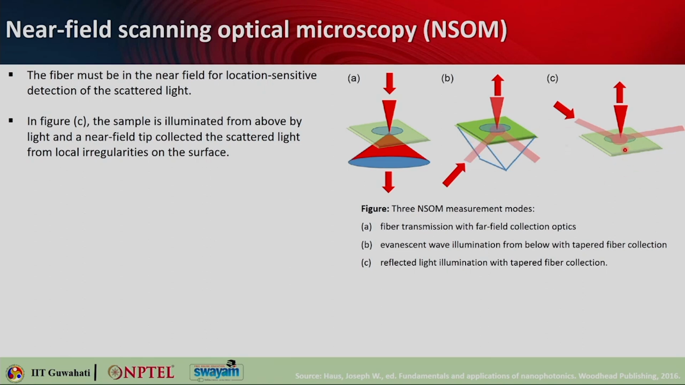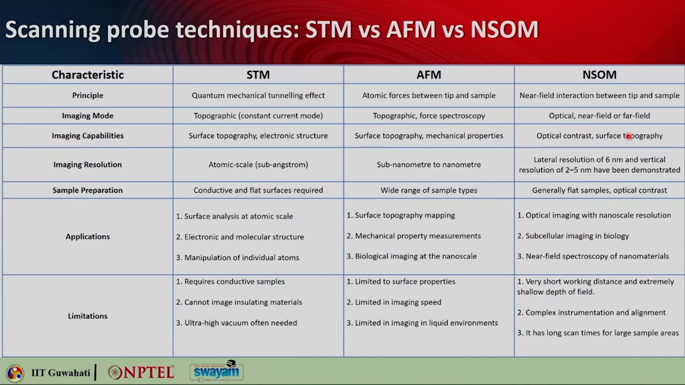And the third one shows the reflection based measurement. So, the reflected light illumination is shown, and you are using a tapered fiber for collection. So, you are illuminating the light from above, and a near field tip is placed to collect the scattered light from the local irregularities on the surface.